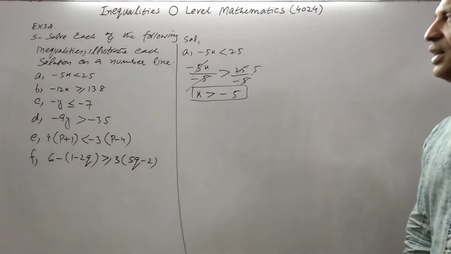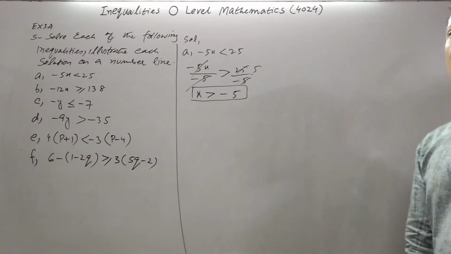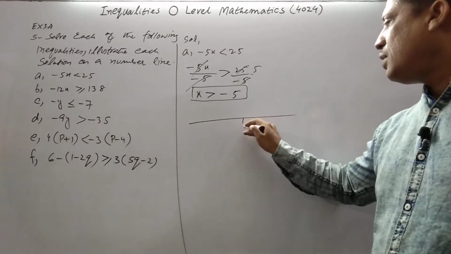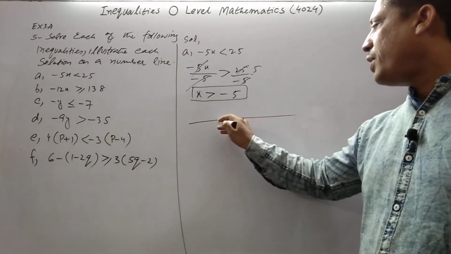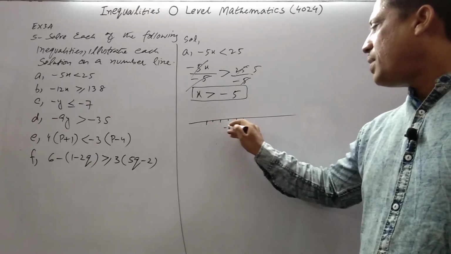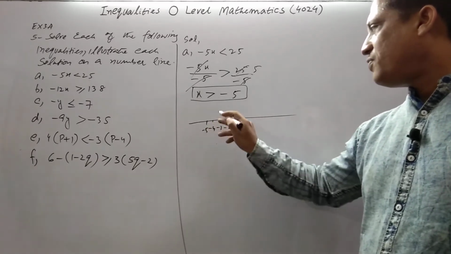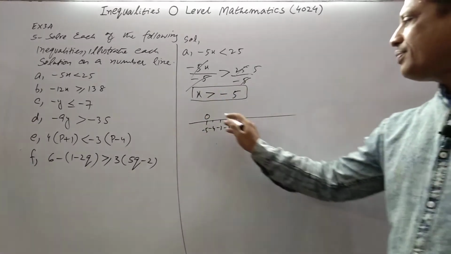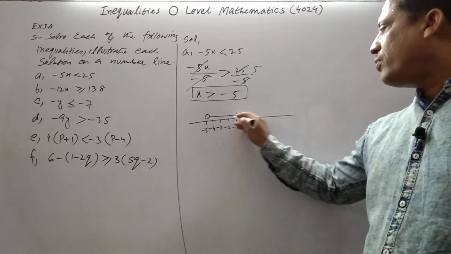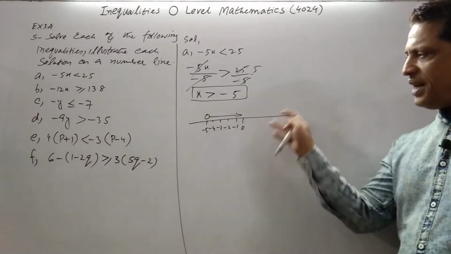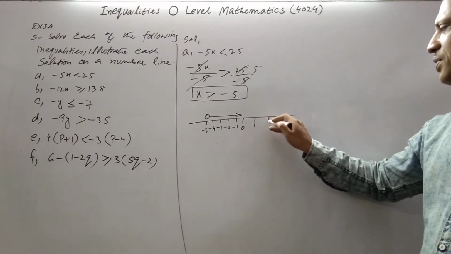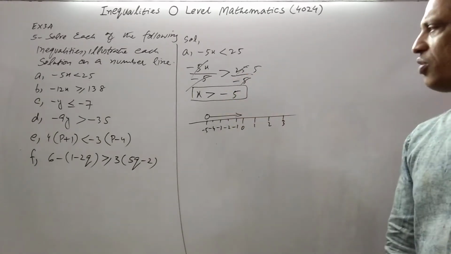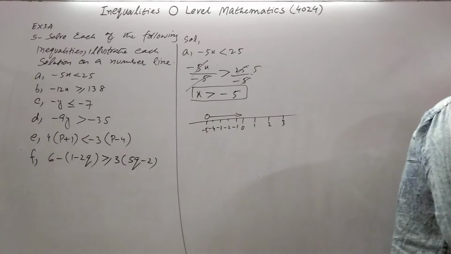You should always remember the negative number property of inequality. How to show it on a number line is very easy. 0, 1, 2, 3, 4, 5, minus 1, minus 2, minus 3, minus 4, minus 5. This is an empty circle because there is no equal sign, and greater means the right side of minus 5. You can write 1, 2, 3 and so on, but focus on the given solution. I hope you understand. The answer is x greater than minus 5.